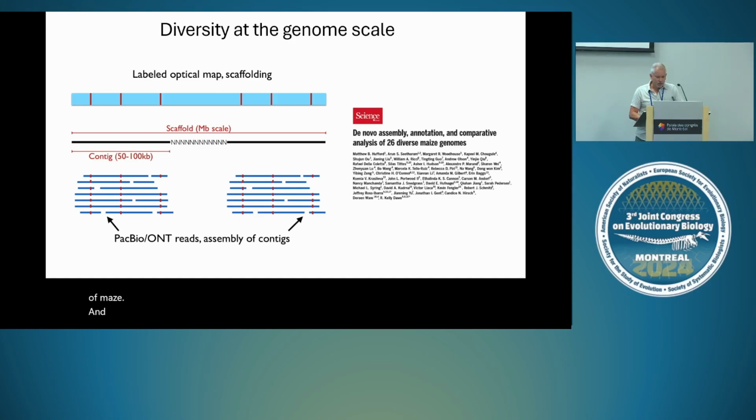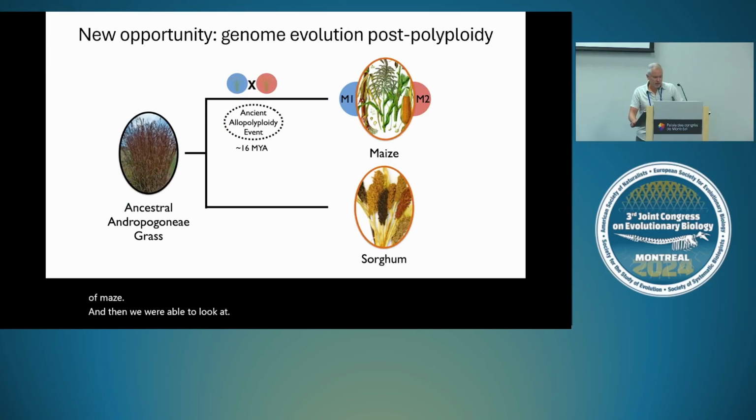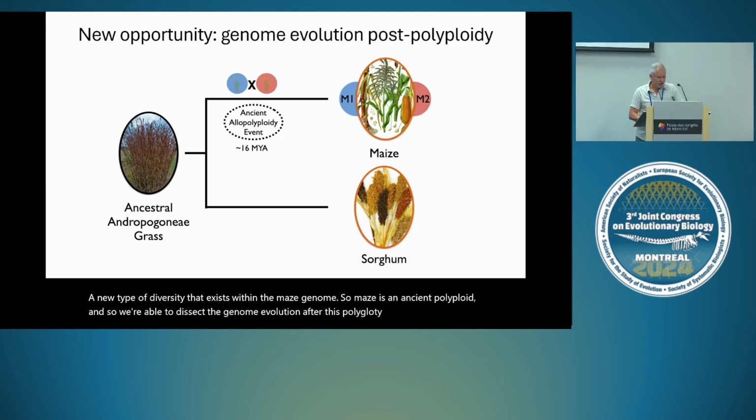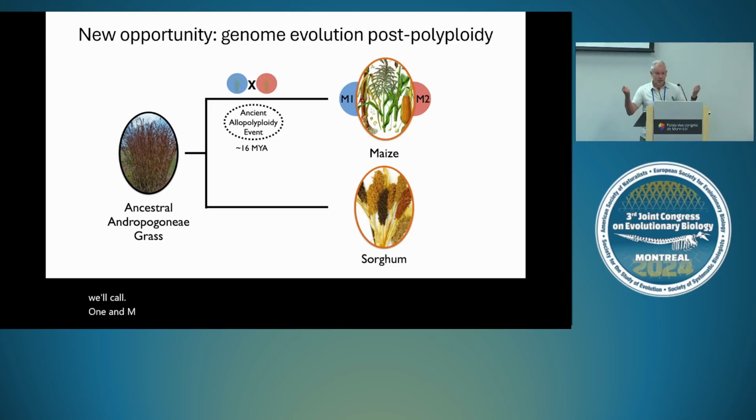And then we were able to look at a new type of diversity that exists within the maize genome. So maize is an ancient polyploid, and so we were able to dissect the genome evolution after this polyploidy event. So about anywhere between 5 and 60 million years ago, it differs based on what paper you read, there was an allopolyploidization event, meaning that 2 different species hybridized and formed what became maize. And so within the maize genome, you see 2 co-resident subgenomes, which we'll call M1 and M2, which are the genomes for this ancient species that hybridized to form maize.